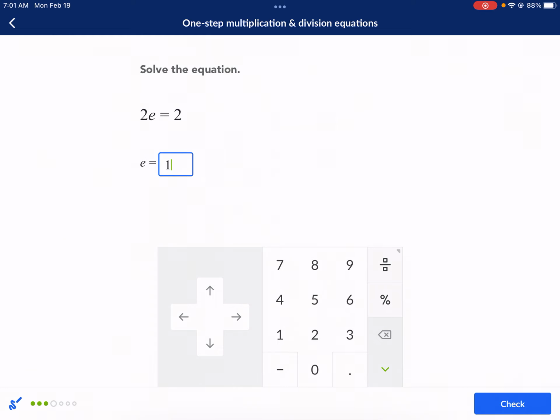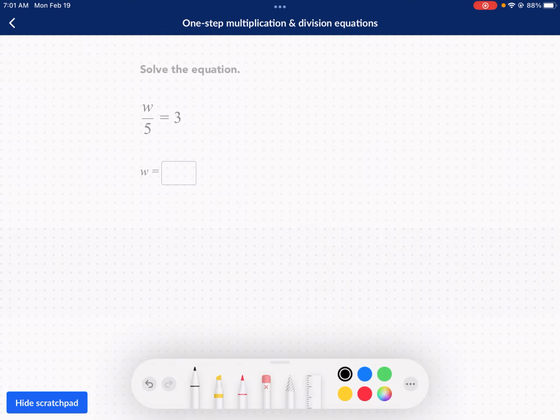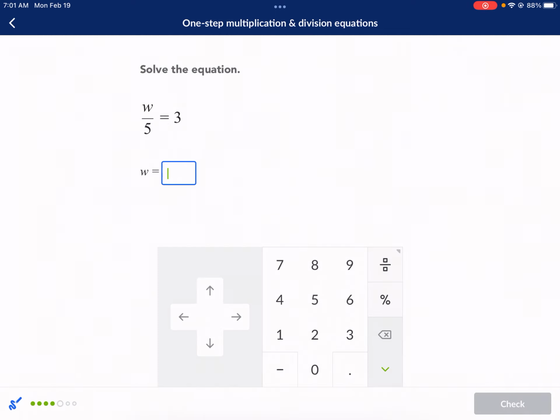So 1 is going to be my answer. I can plug it back in to check. 2 times 1, does it equal 2? Yes, it does. Okay, here's the division one. I think you're seeing that this is way easier than you thought. I need to multiply by 5 to both sides. That crosses out. I have w equals 15. Final answer. I can check my answer. Does 15 divided by 5 equal 3? Yes, it does. And I can move on.